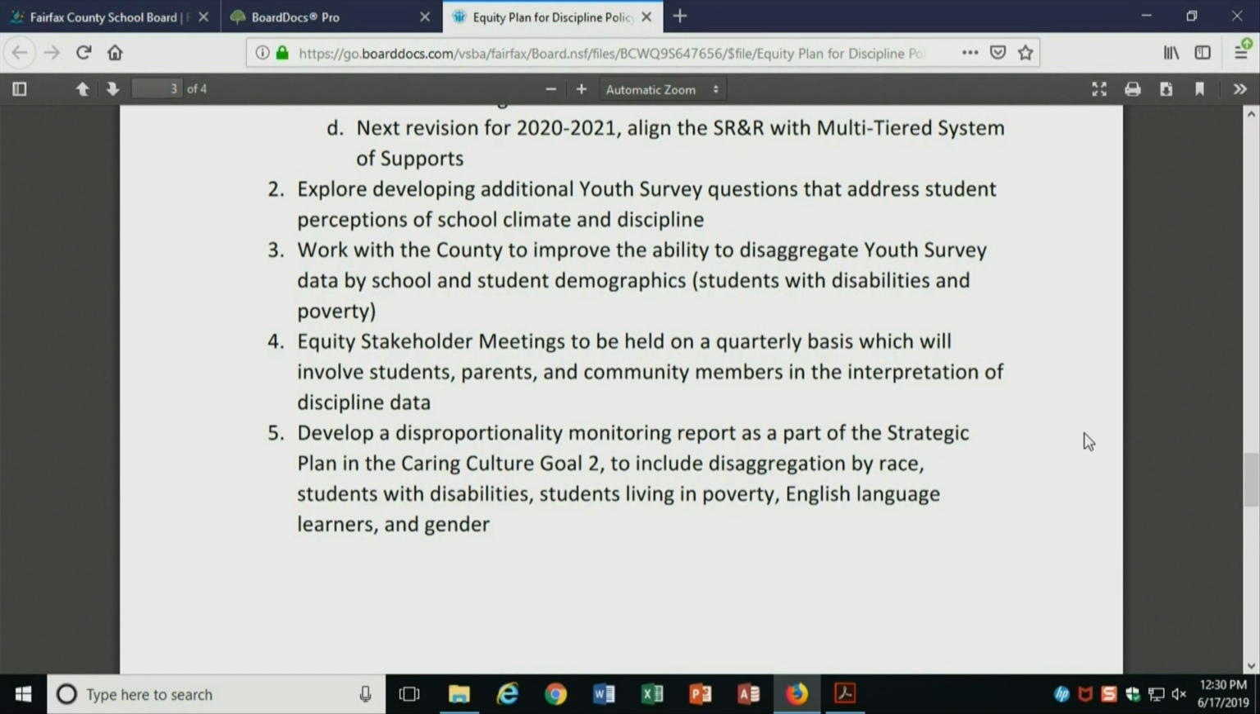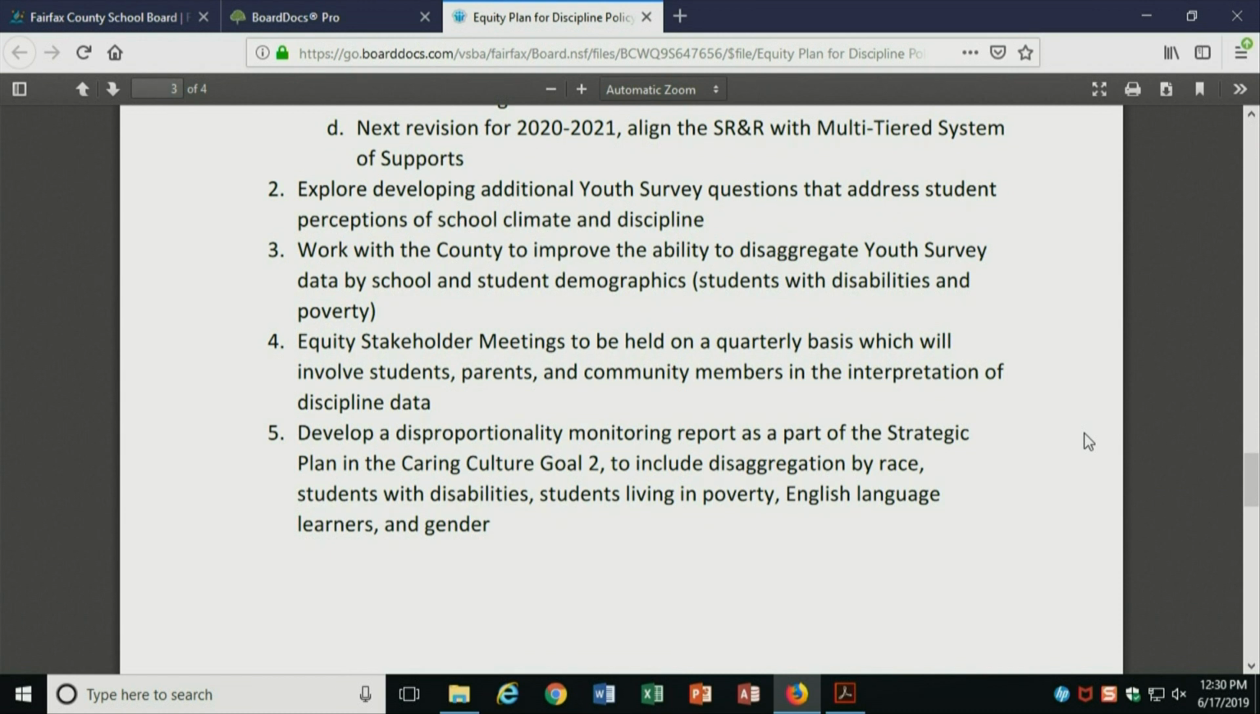Another very important thing about policies, if we're going to really understand student voice, and I think student voice is critical, we need to develop additional youth survey questions that address perceptions of school climate and discipline. We often refer to our youth survey, even in our strategic plan report, but we don't have specific questions where we're generating responses from students around that. So we really need to do that in working with the county.